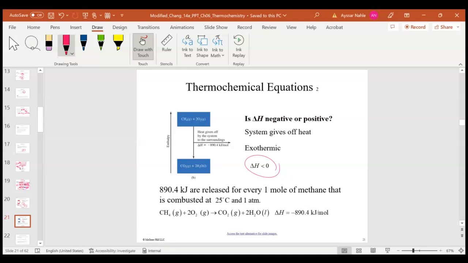890 point whatsoever kilojoules are released. I think the time is almost up. 10 minutes.